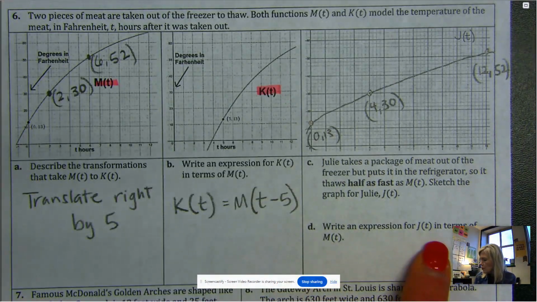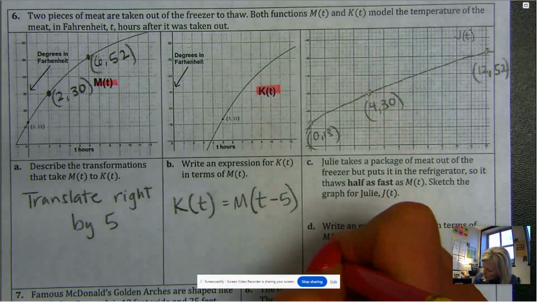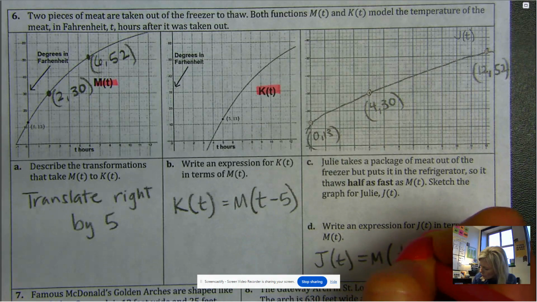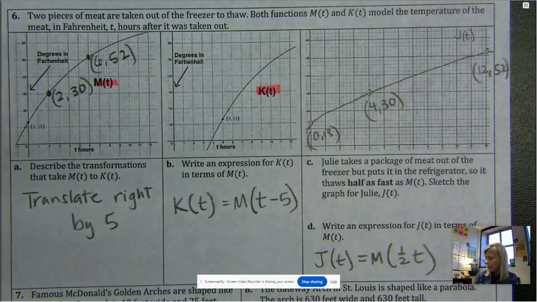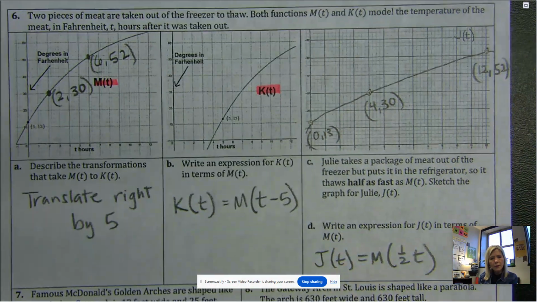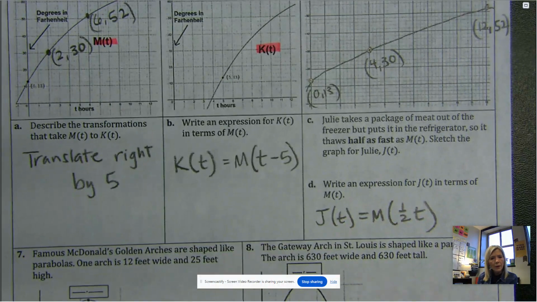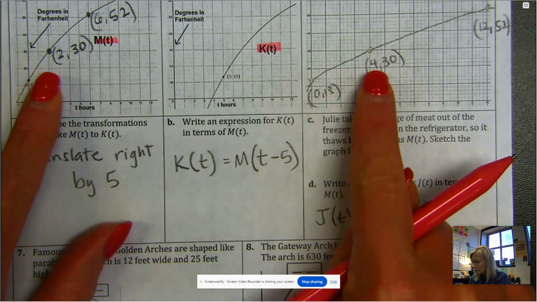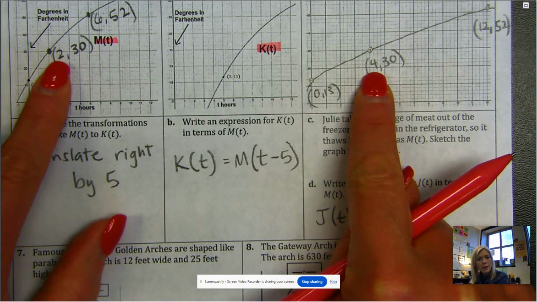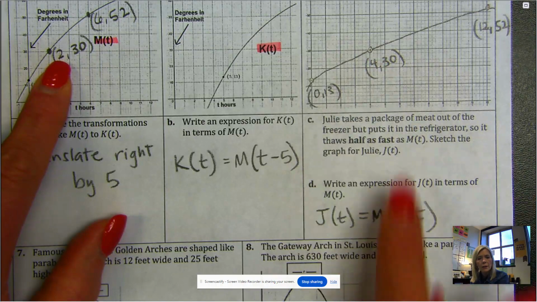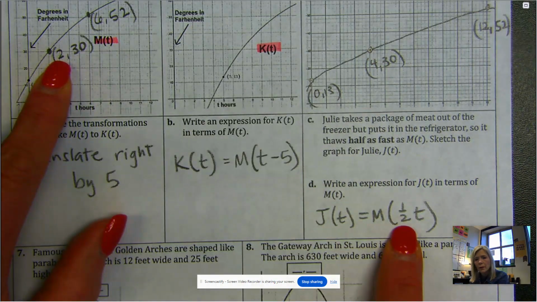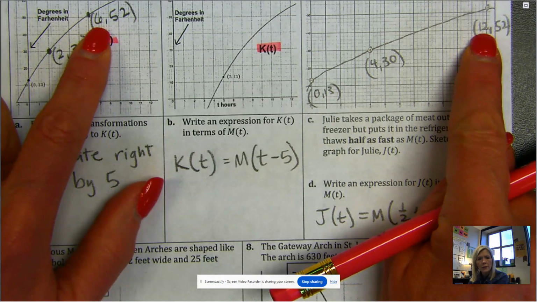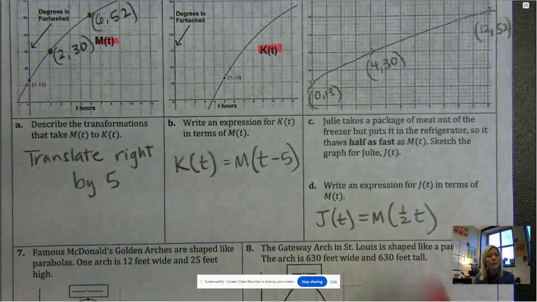And write an expression for j of t in terms of m of t. So j of t is equal to m of 1/2 t. Oops, put that up a little bit. All right. So at each point, the time for m is half the time for j. So that's why the 1/2 goes right there. The time for m here is half the time for j. Okay, so the 1/2 goes right there.